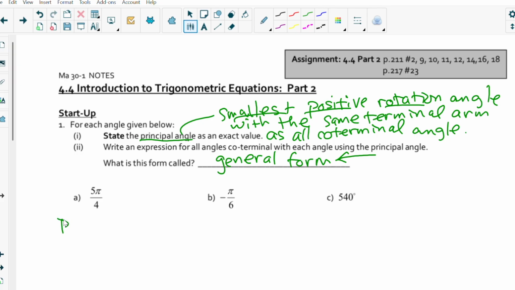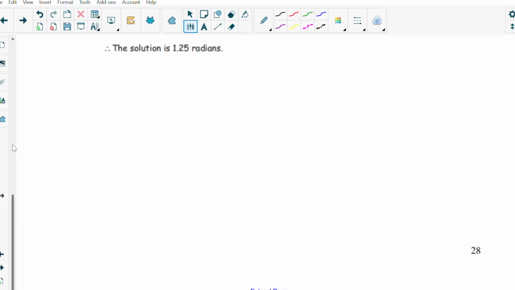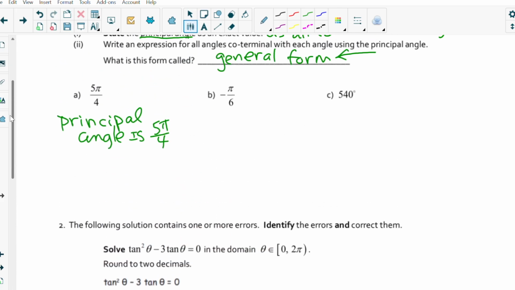So no need to rewrite it. Principal angle is 5 pi over 4. And then the coterminal angle in general form is 5 pi over 4 plus 2 pi n, where n is an element of all integers.